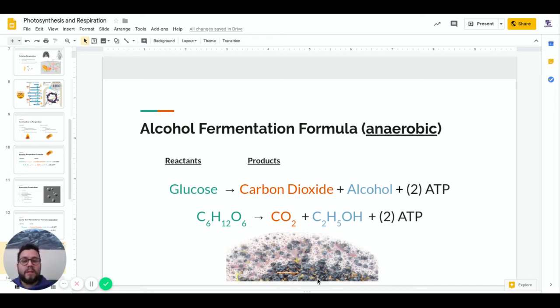Alcohol fermentation is what yeast will do. There's yeast that live on the skin of these grapes, so we can put them in a large container with water, and by sealing off the oxygen, they will resort to having to do this. So they'll take the sugars from the grapes and they'll turn it into carbon dioxide and alcohol in order to make 2 ATP for them to survive.